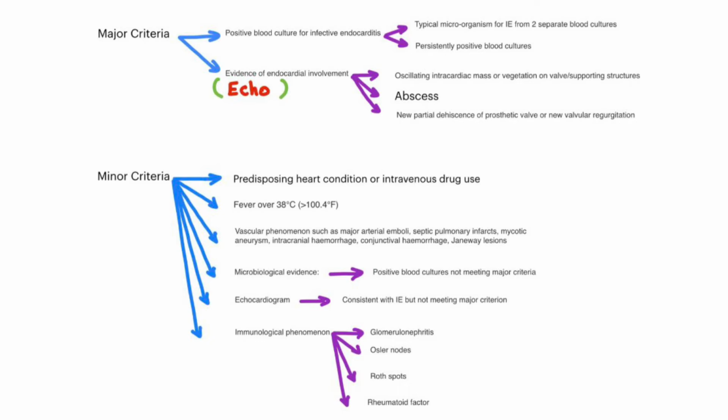Now let's talk about the minor criteria. Predisposing heart condition or intravenous drug use. Fever over 38 degrees Celsius. Vascular phenomena such as major arterial emboli, septic pulmonary infarcts, mycotic aneurysm, intracranial hemorrhage, conjunctival hemorrhage, and Janeway lesions. Positive blood cultures which are not meeting major criteria. Echo findings which are consistent with infective endocarditis but not meeting the major criteria. The last minor criteria is immunological phenomena such as glomerulonephritis, Osler nodes, Roth spots, and rheumatoid factor.